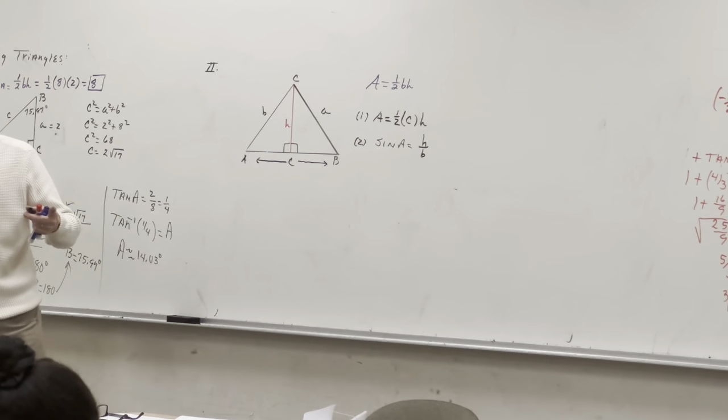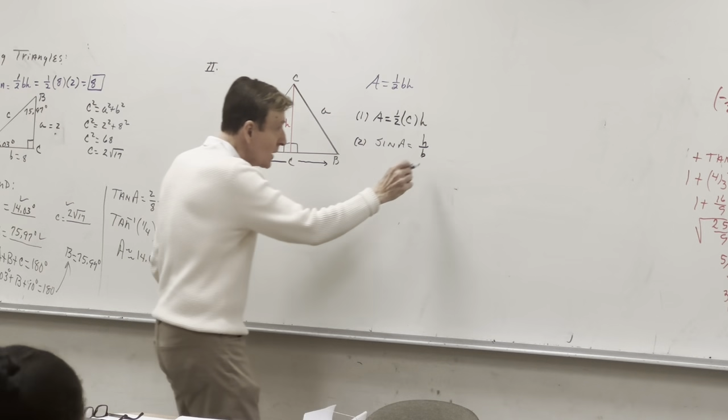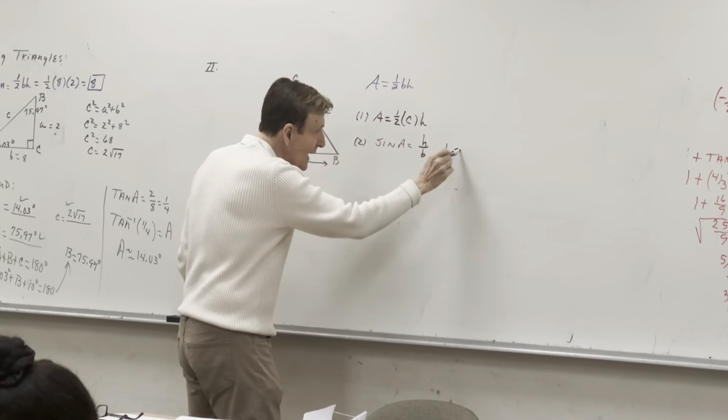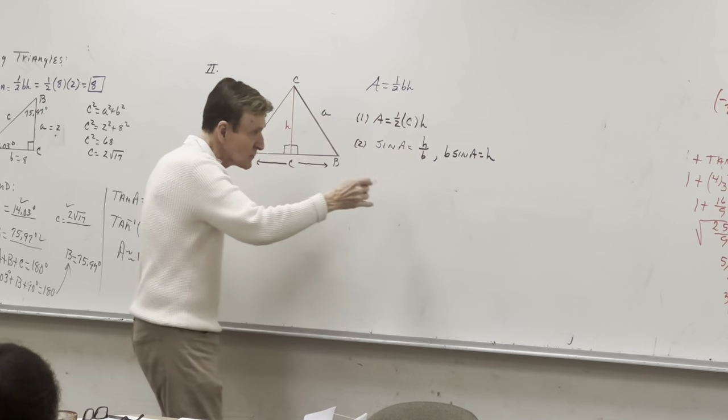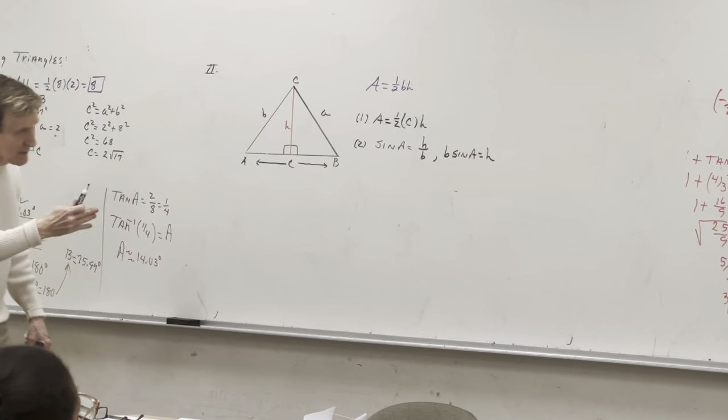Okay, I'm going to express it like this for a reason. I'm going to call this B sine A equals H. That's reworded, a little cross multiplication. I need it in that form.